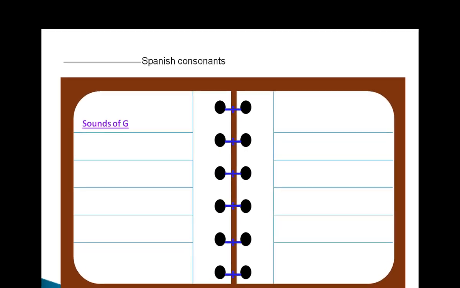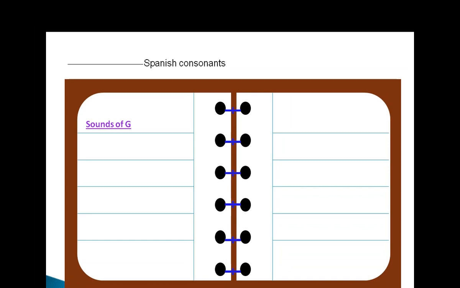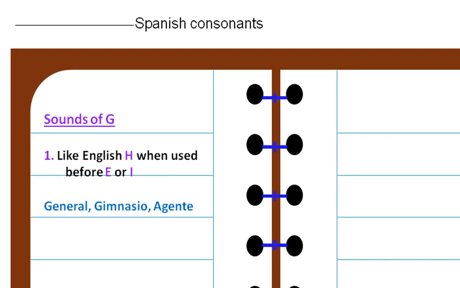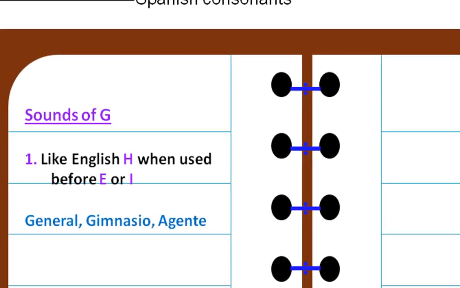Okay, so moving on to Spanish consonants. So which are those? First is the sound of J, or English H. So first rule for J is it sounds like English H when it is used before E or I.